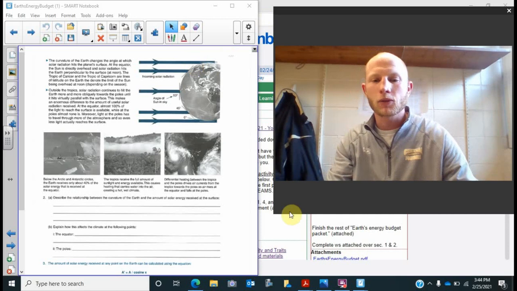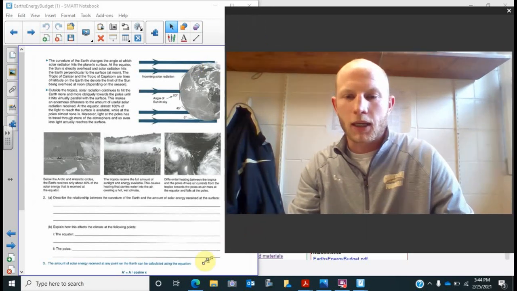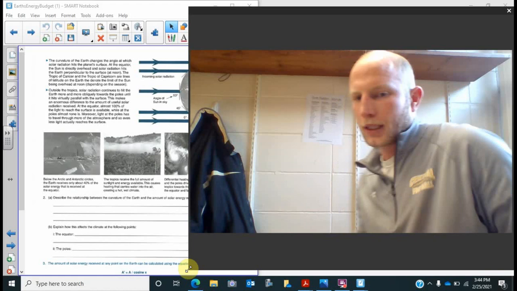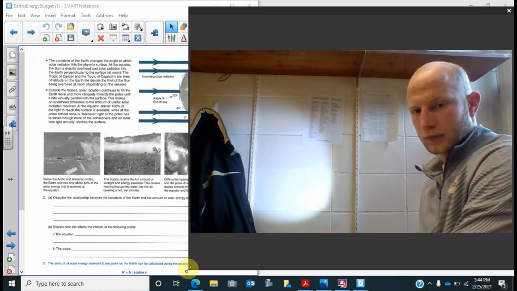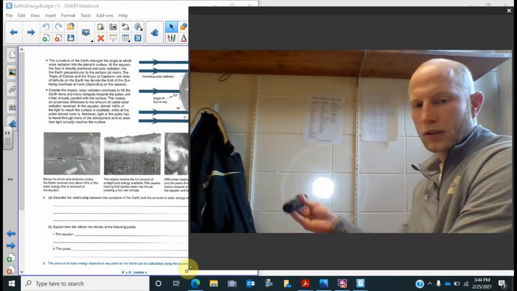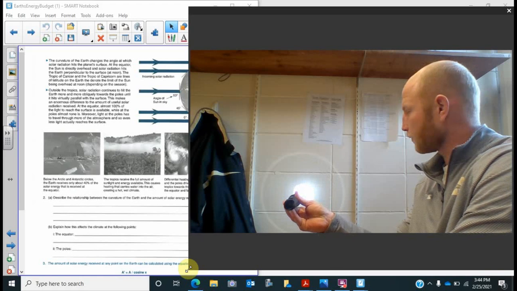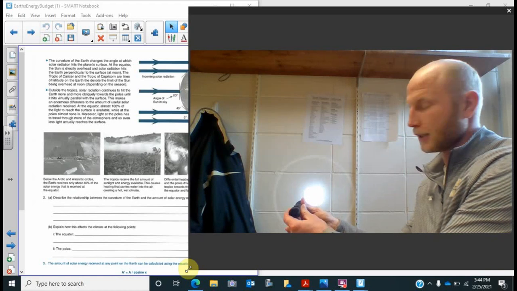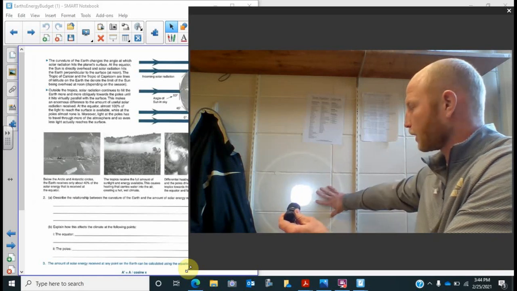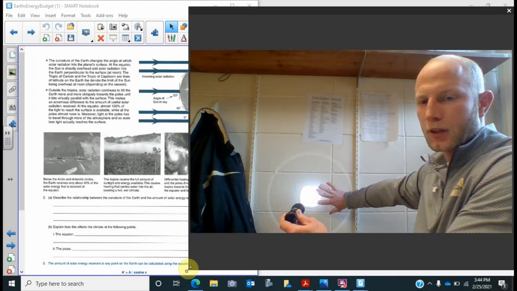Another way that it could be summed up, I have this flashlight here, and I don't know how well you guys will be able to see this. All right, so you can see it. So right now, I have this flashlight. It's pointing directly at it. So this is a direct beam that's pointing here at like the equator.